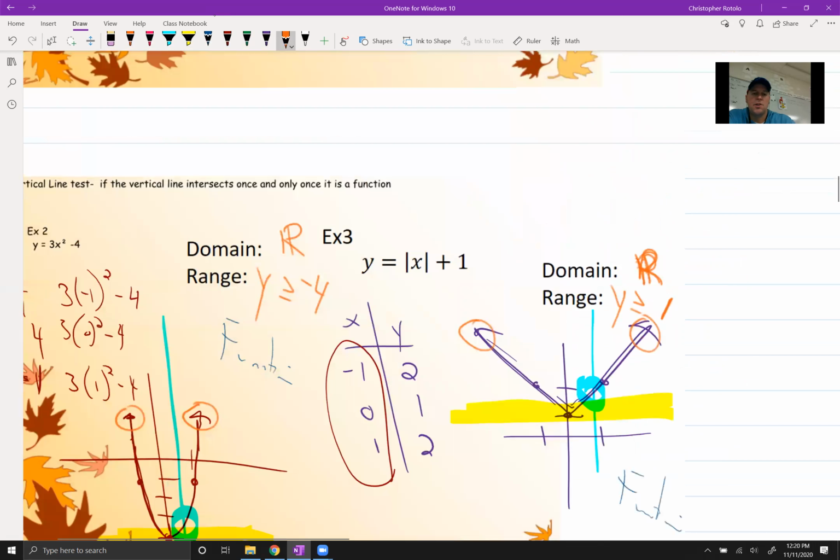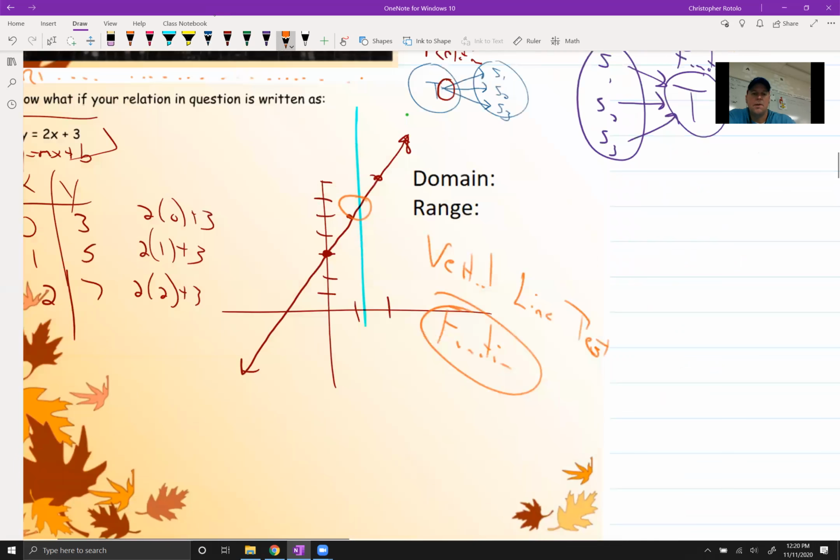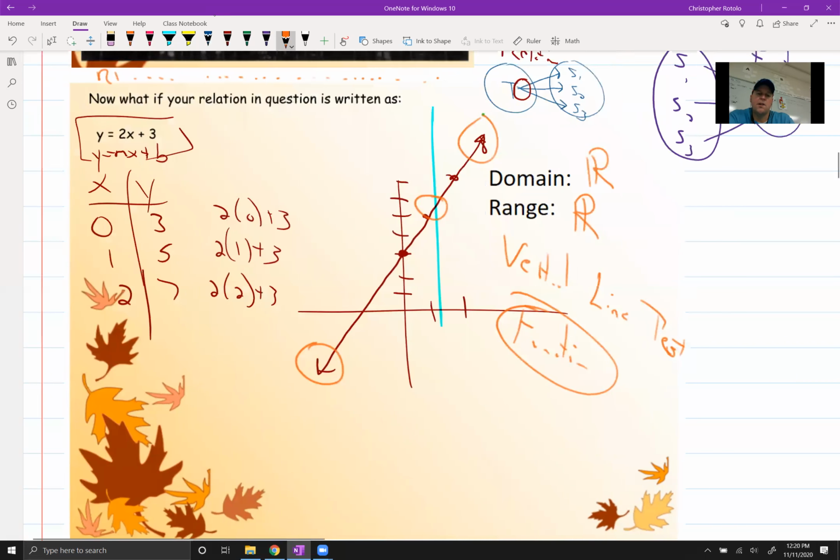Now I skipped over this question with our line up here because I do know that this graph is going to go left and right forever. So that's all real numbers. What about the range? I also notice it's going to go down and up forever. So we get all real numbers. So anytime we have a diagonal line, that's going to happen. Okay, so what throws us off is, of course, the zero slope. Right? So our vertical lines and our horizontal lines, that's going to throw us off for domain and range.